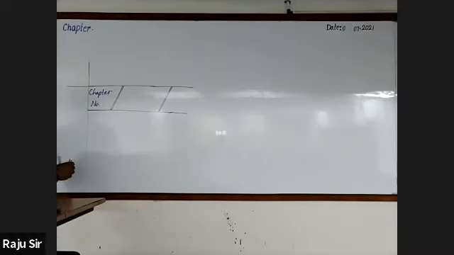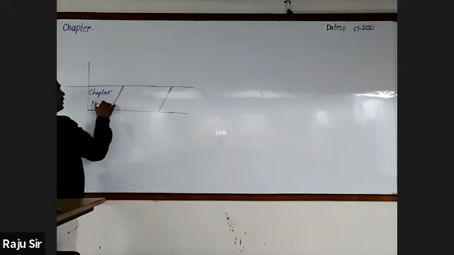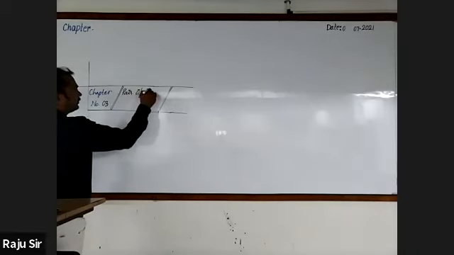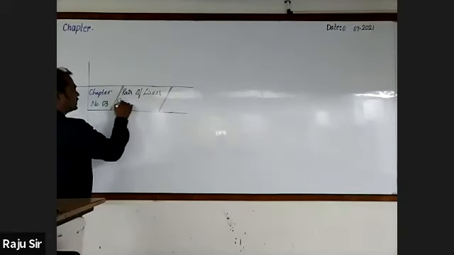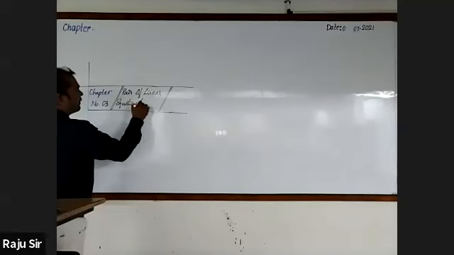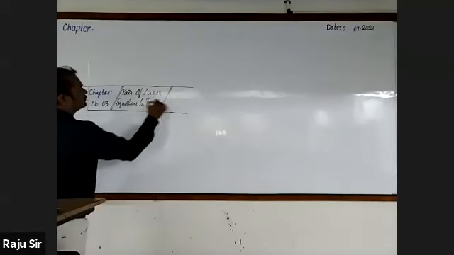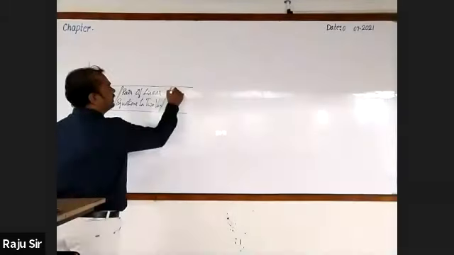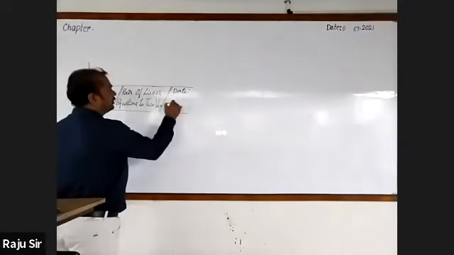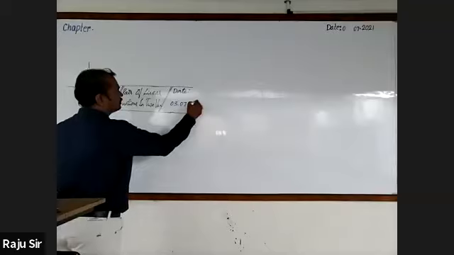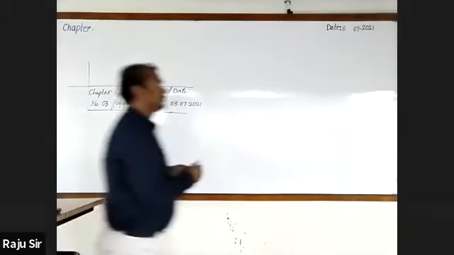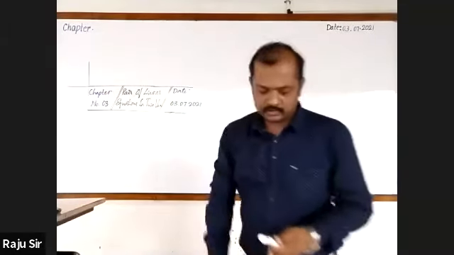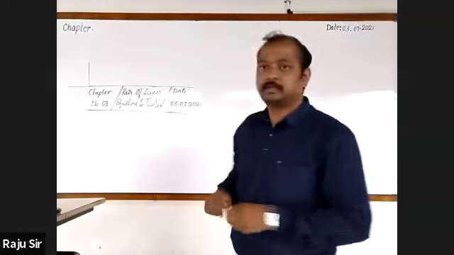Then here, first part, your chapter number. Here, name of the chapter. The chapter number is 3. Name of the chapter is pair of linear equations in two variables. Pair of linear equations in two variables. And here, you should write the date in the third column. 3/7/2021. Scale and pencil and draw like this.